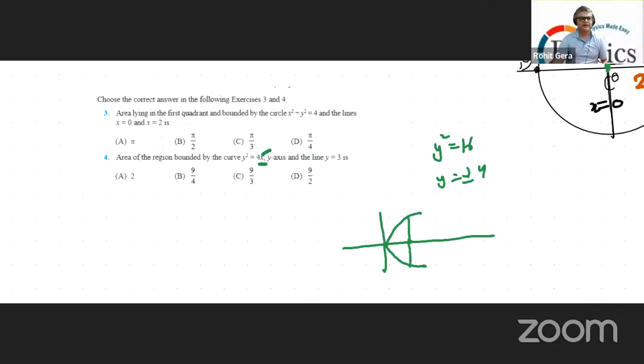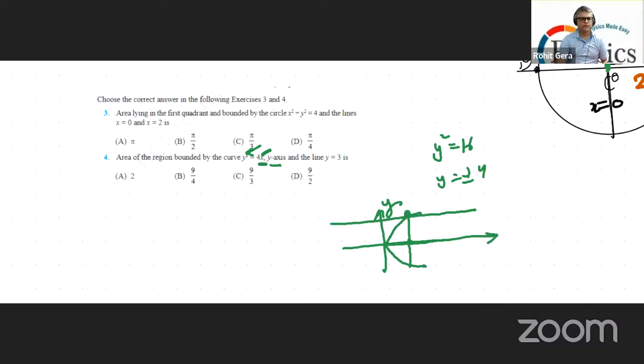And you have to find the area bounded by this, the y-axis, which is this, and y is equal to 3, which is this line. Where does it intersect? Here. So you are asking for the area, which I think is this one.